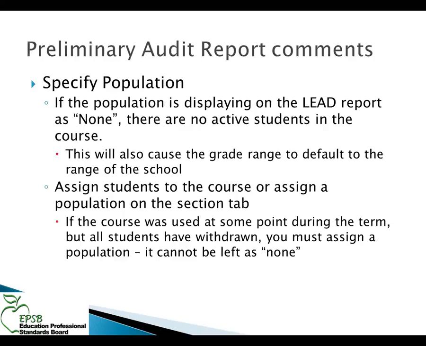So if everybody's withdrawn, you get a hold of the school, you find out what population of students were in this course, or in this section, when it was active, and put that population. Most of the time it's going to be general, but where we run into issues sometimes is if it's a real small special ed population class and they move those kids somewhere else. So just put the population of who was in the class when it was active. Don't leave that as none.